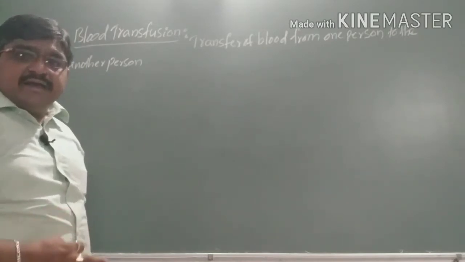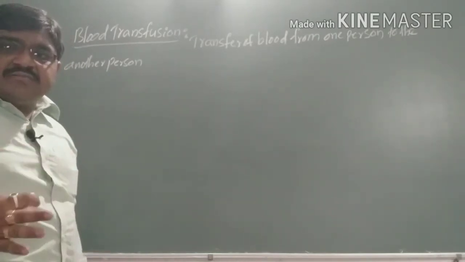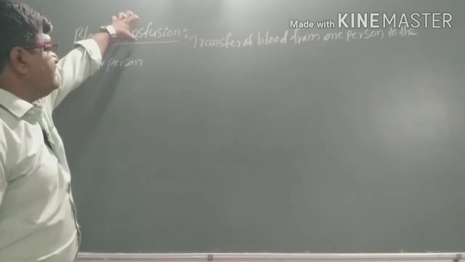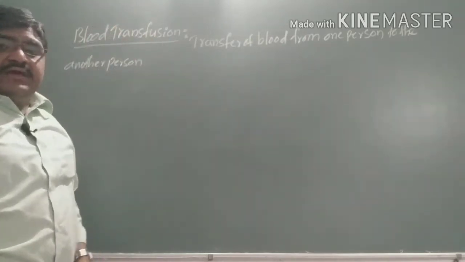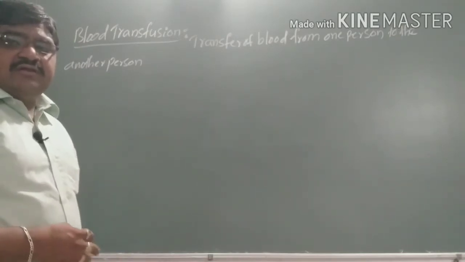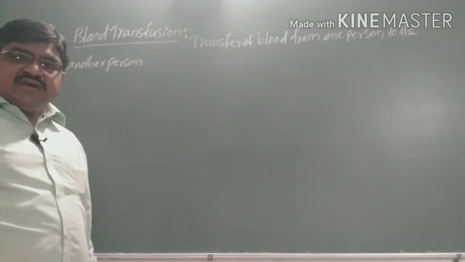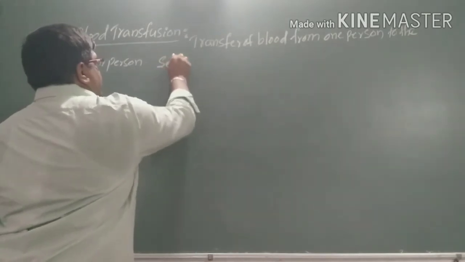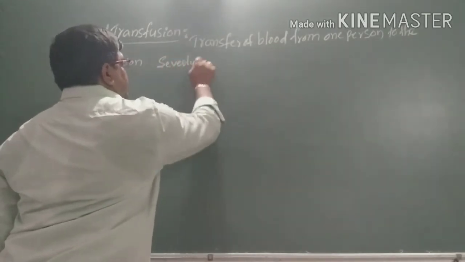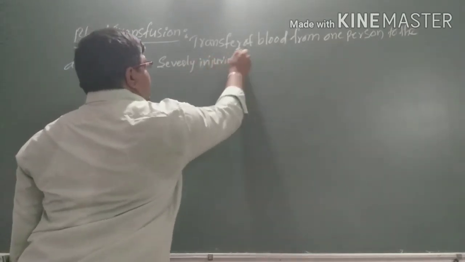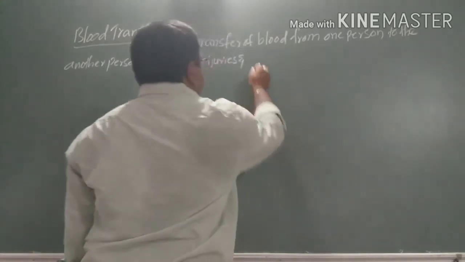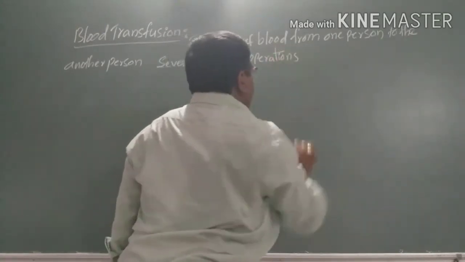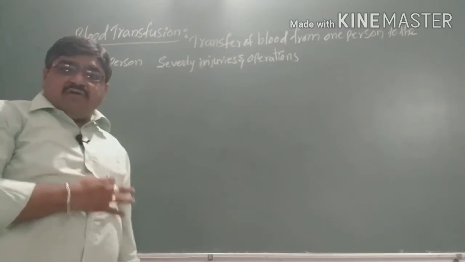That means transferring of the blood from one person to another person. When it is the transferring of the blood from one person to another person, we can call it a blood transfusion. When it is taken place, for example in severe injuries, cesarean, that is operations, in such conditions the blood should be transferred from one person to another person.